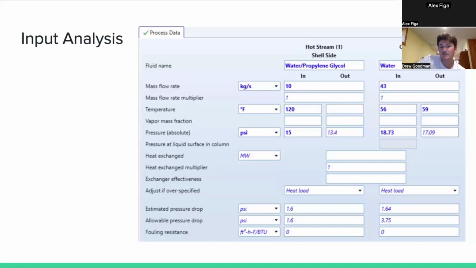And then the temperature for the hot stream was just the maximum temperature, so we put the maximum temperature that we were allowed, which was 120 degrees Fahrenheit. And for the cold stream, 56 was the original temperature, and it was allowed to go up to 59 degrees. So yeah.